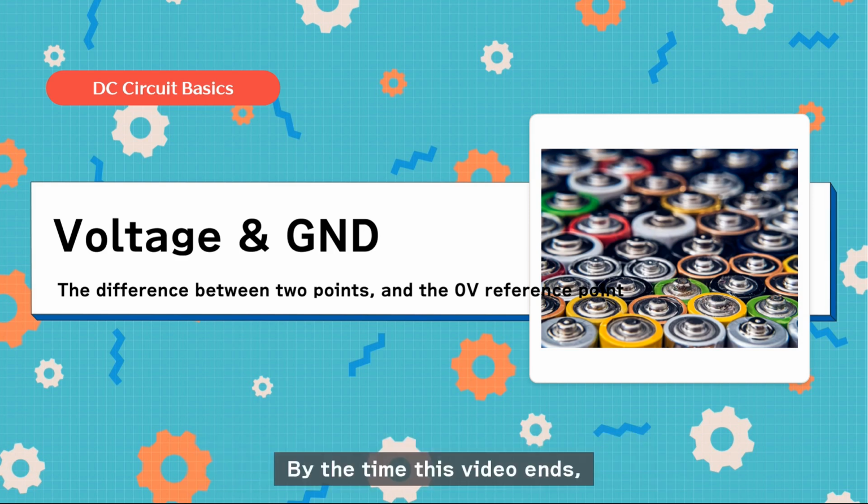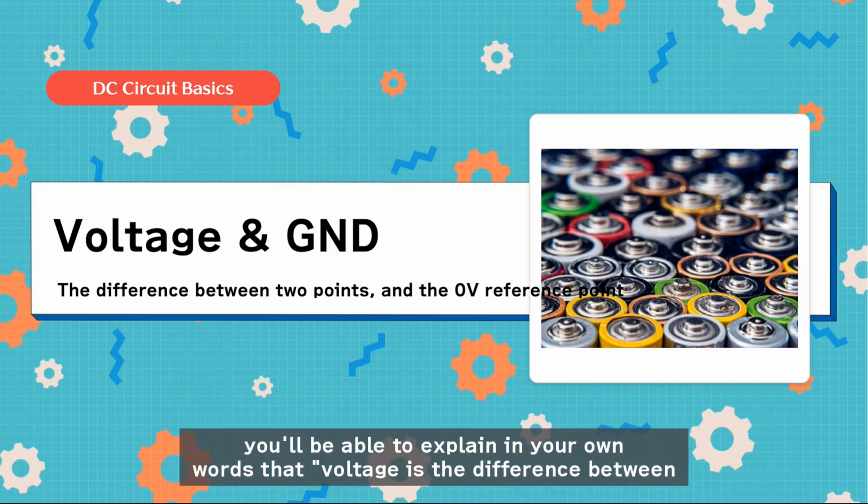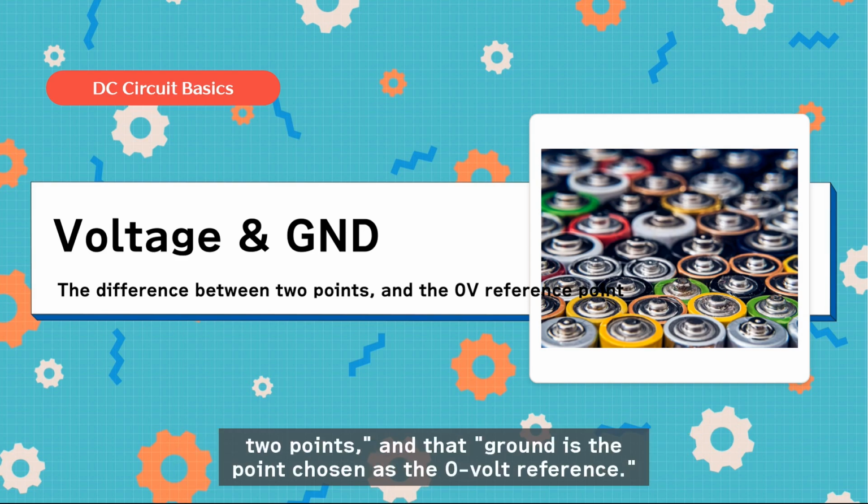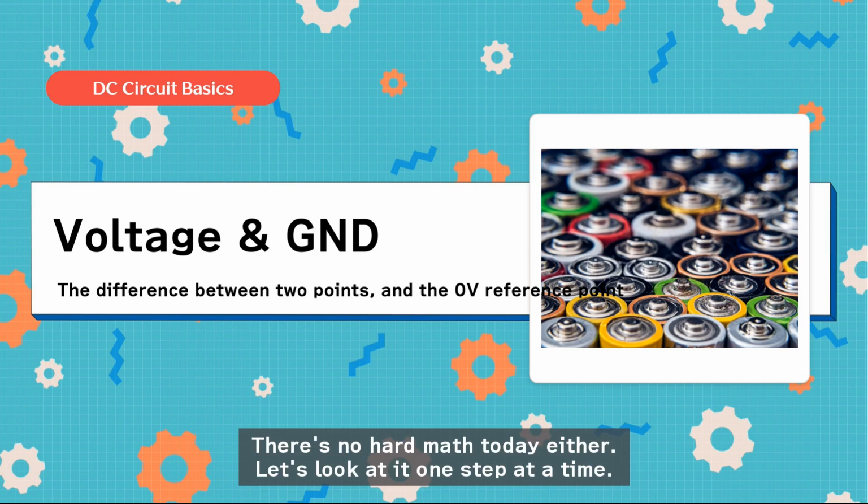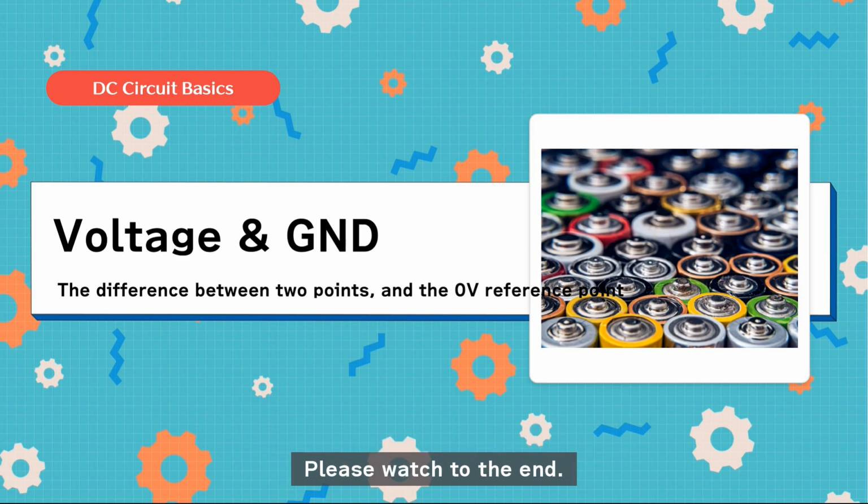By the time this video ends, you will be able to explain in your own words that voltage is the difference between 2 points and that ground is the point chosen as the 0-volt reference. There's no hard math today either. Let's look at it one step at a time. Please watch to the end.